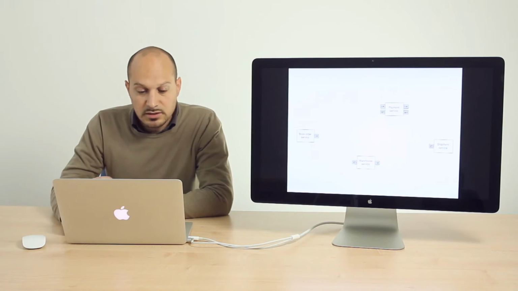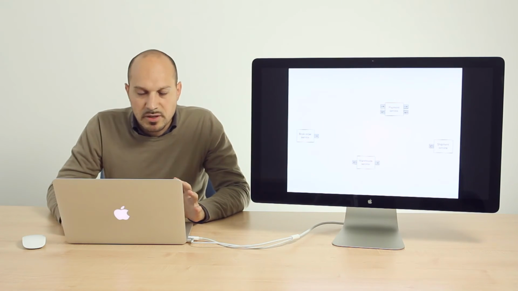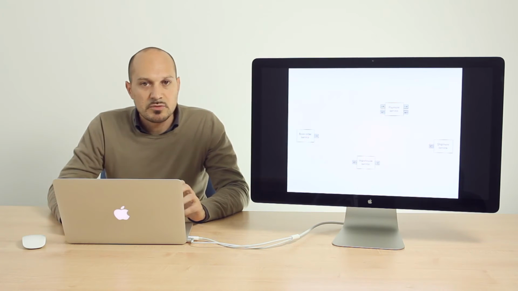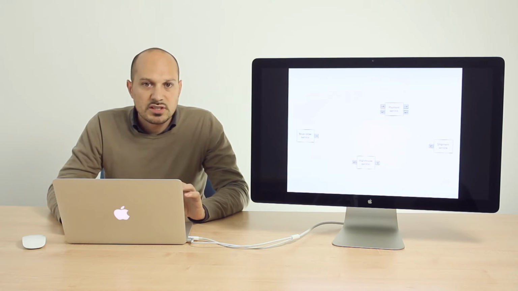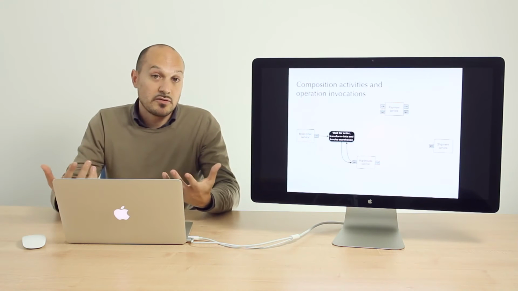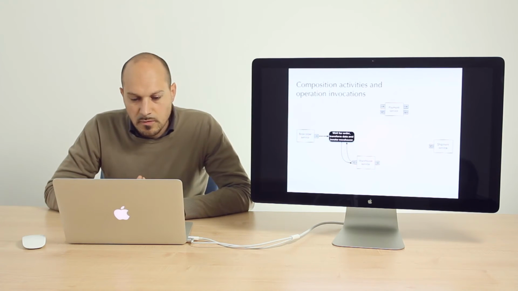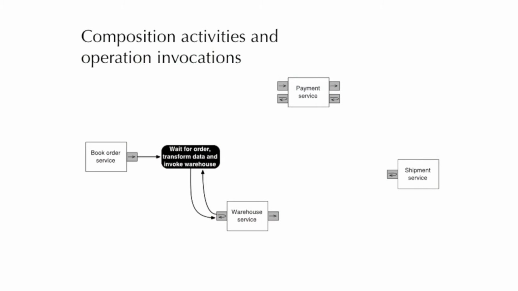And finally, the shipment service, this could be just UPS or some external shipment company or carrier that we involve in the delivery of the books. Okay, so if we now want to implement this book order management application, the first step we have to do is essentially to wait for the order coming from the book order service.